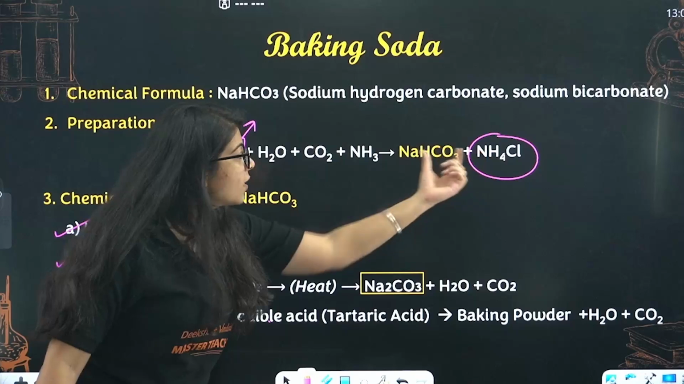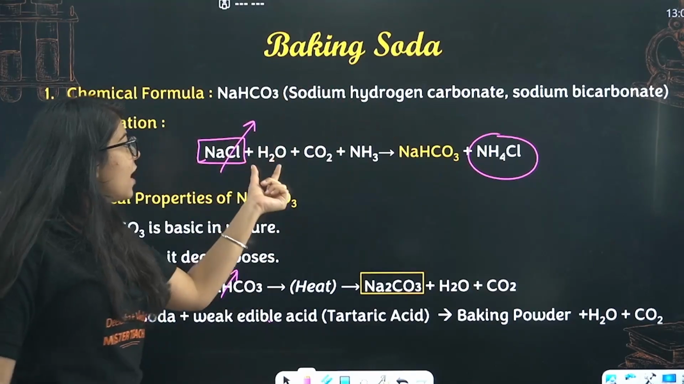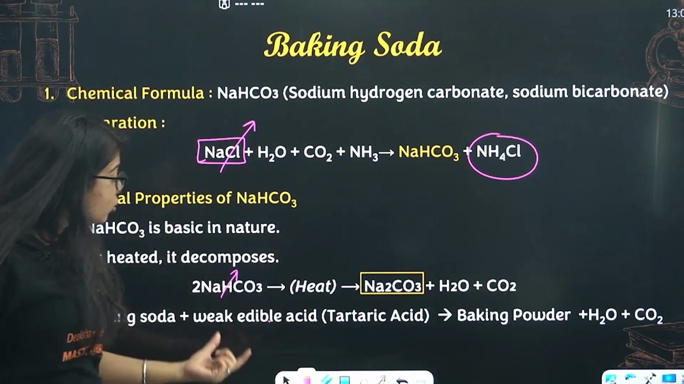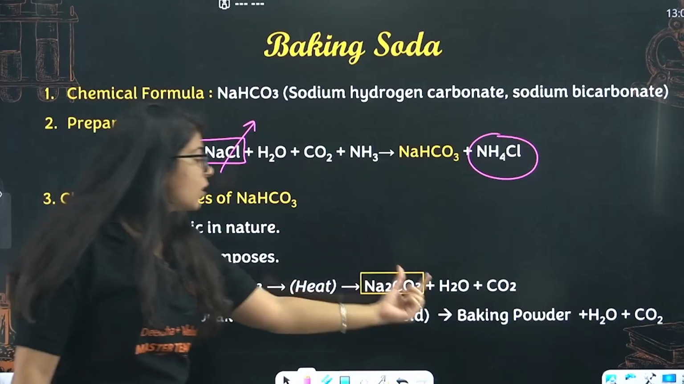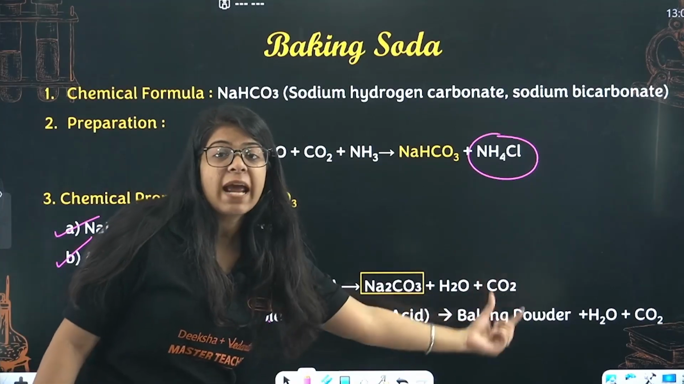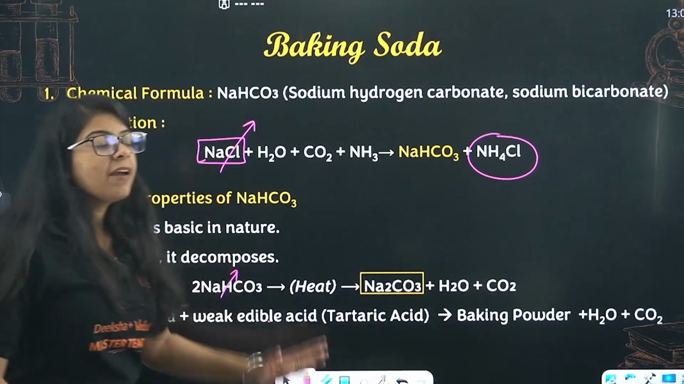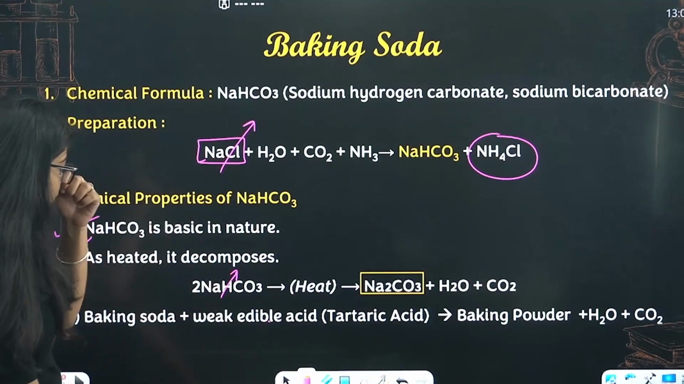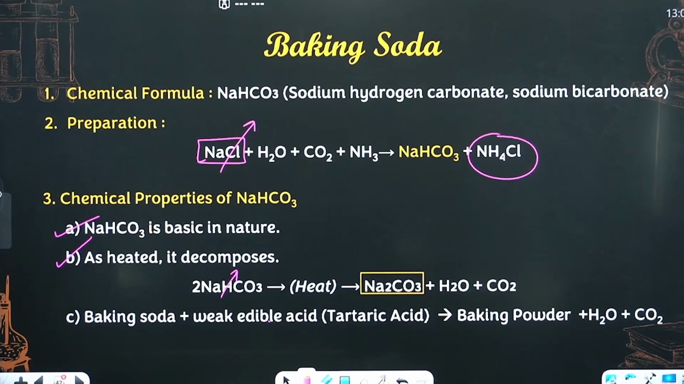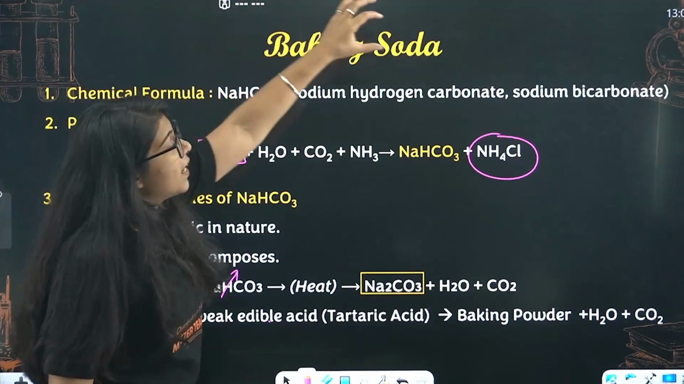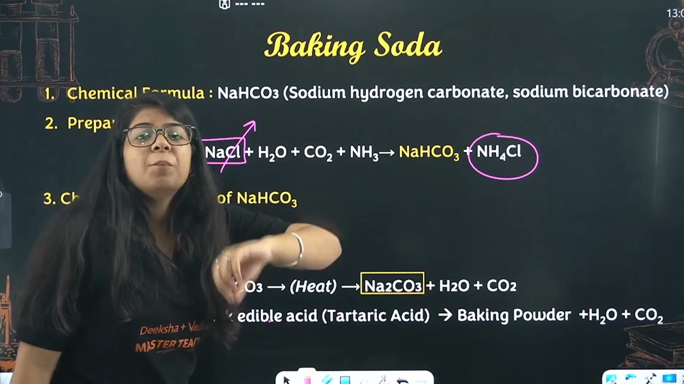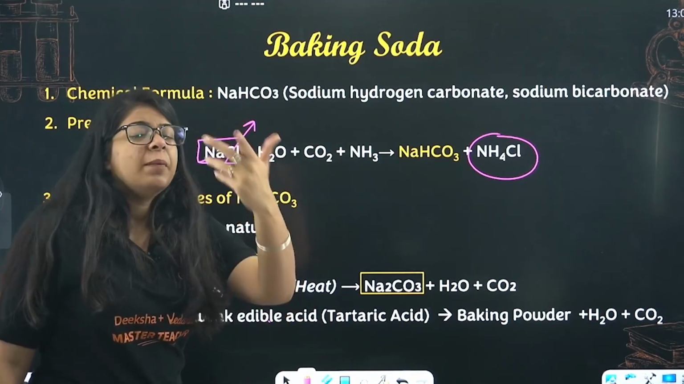CO3 is in product. In reactant we have hydrogen and carbon dioxide. In the product side we have hydrogen, water and carbon dioxide. Okay. Whenever you heat NaHCO3, you will get Na2CO3. Okay. Done.